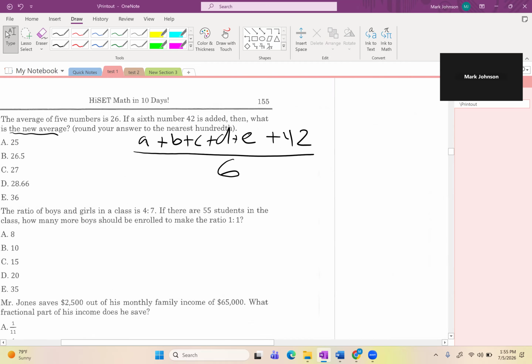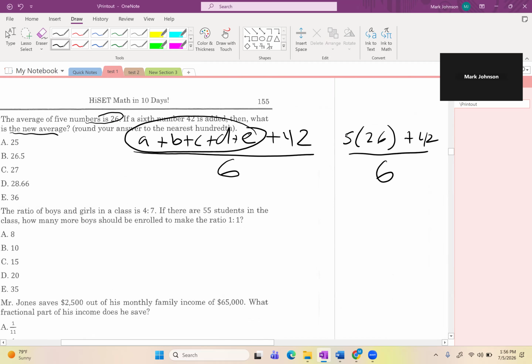Pero no sabemos qué es A, B, C, D y E. Pero lo que sabemos es que el promedio es 26. Entonces sabemos que hay 5 números, el promedio es 26. Entonces 5 por 26 es la suma de estos 5 números. Entonces multiplicamos esto y más 42 y dividimos por 6 y tendremos la respuesta.